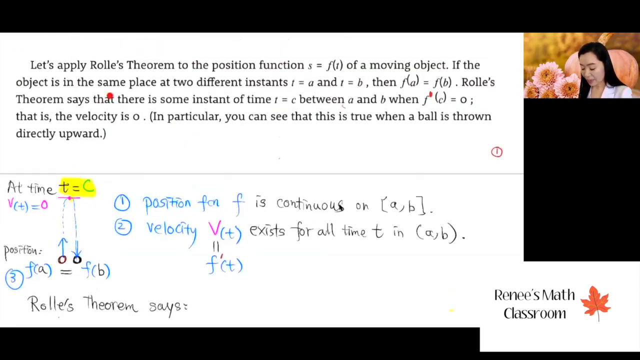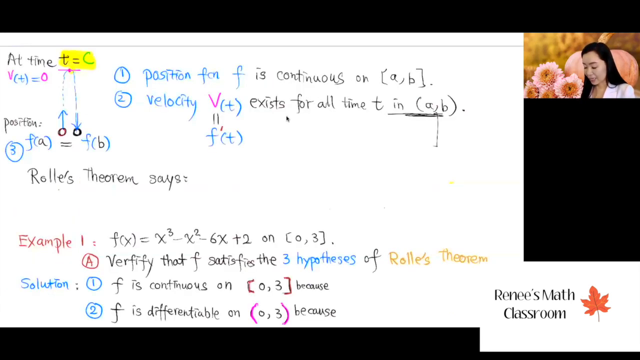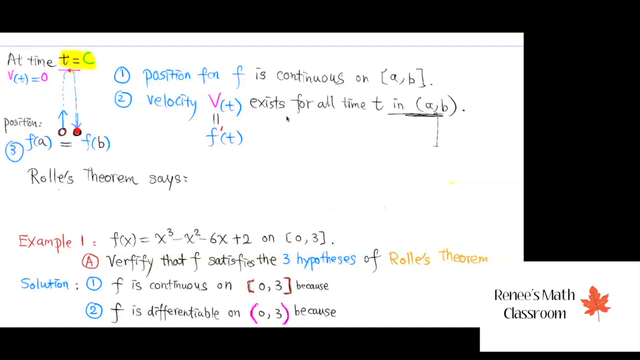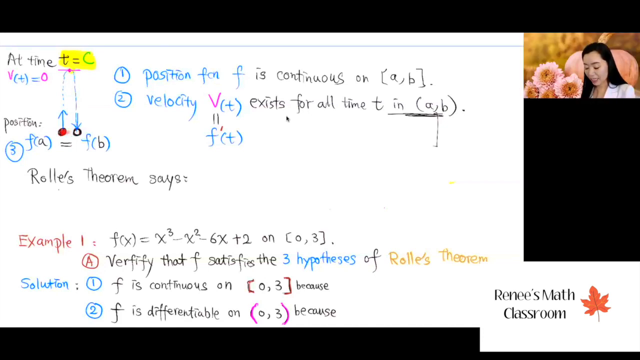So let's apply Rolle's theorem to this position function of a moving object. So over here, you have this ball going up, and later on falling down. At these two different moments, they have the same position. They're at the same level. So f(a) equals f(b). At time a and time b, they have the same position.